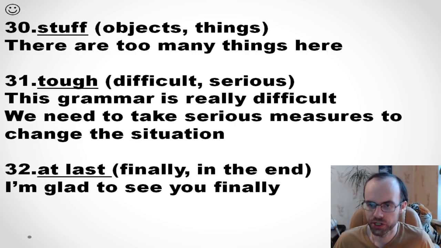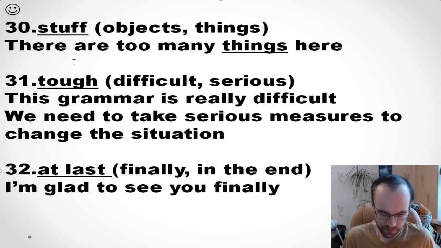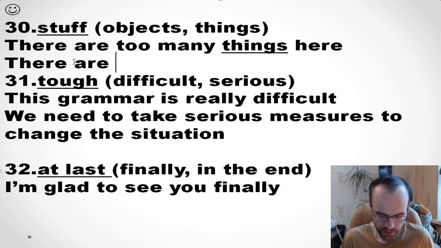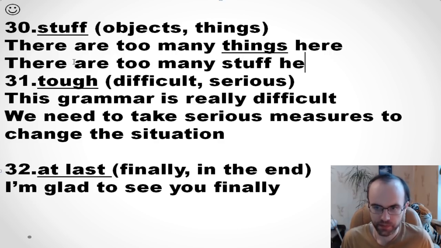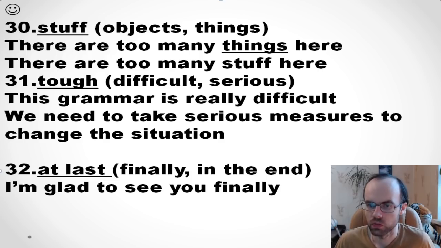Stuff. Objects or things. It means objects or things. Look, there are too many things here. So you can use "stuff" instead of "things." How will you say it? I know the students sometimes say, there are too many stuff here. Is it right or not?